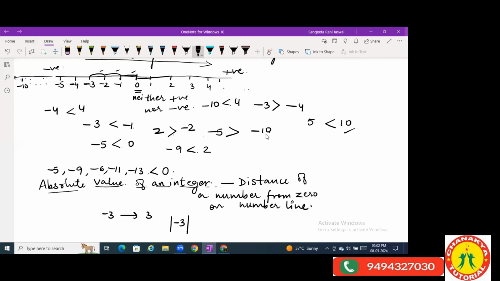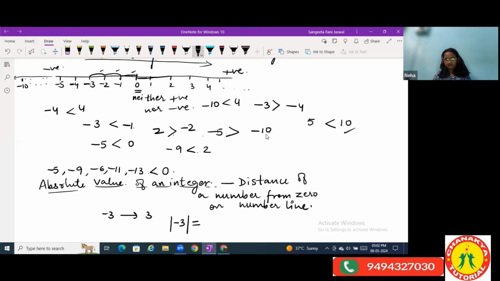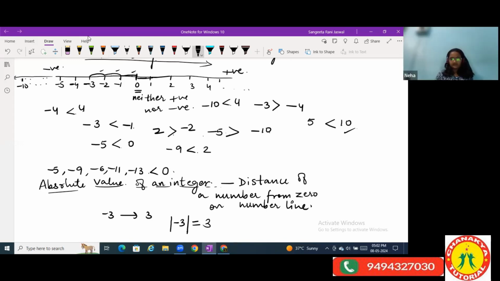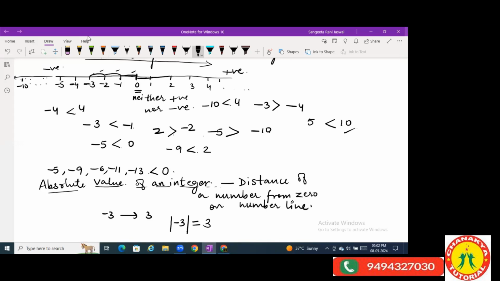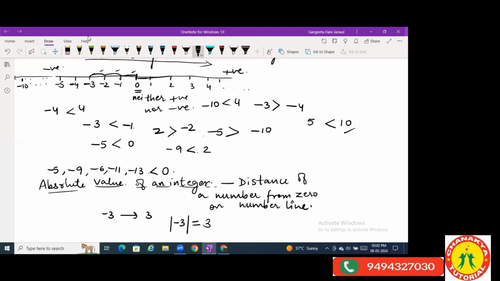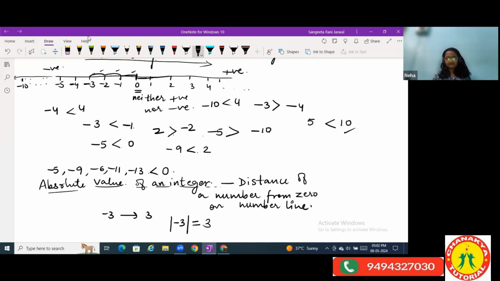Absolute value is written in these sticks. These two sticks are the magic sticks. Whatever number I put in this, it comes out positive, because distance is always positive, no? If I have to measure its distance from 0, it's 3 units, and that's positive. I will not say this is -3 units away from 0. Will I say that? No.